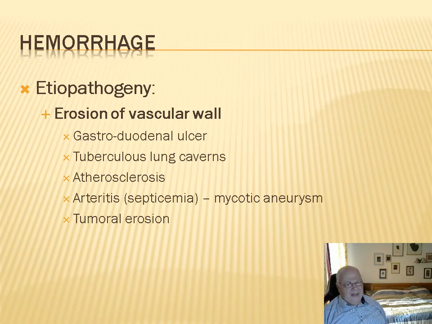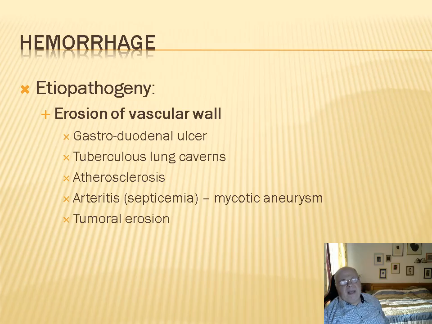Same thing is happening in the lungs too, in the developing and evolution of cavities or caverns generated by tuberculosis. They also can erode blood vessels, generating lung hemorrhages. Atherosclerosis, arteritis, or infection of the arteries can also generate, this time not berry aneurysm, but what is called mycotic aneurysm, which also have the same susceptibility to break spontaneously and to generate hemorrhages.